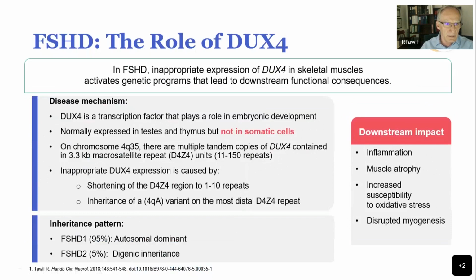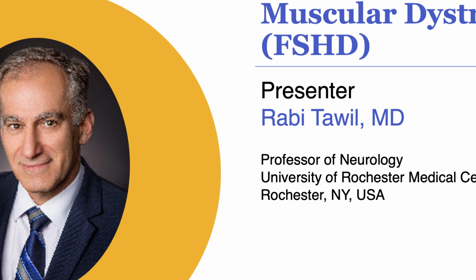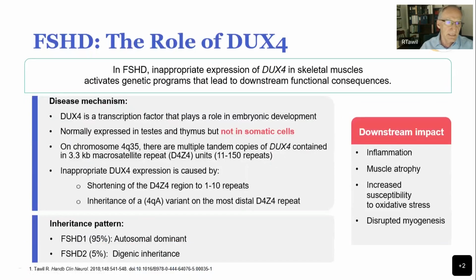So we're going to talk about the role of DUX4 in FSHD. In FSHD, inappropriate expression of the DUX4 gene on chromosome 4q35 in skeletal muscles activates genetic programs that lead to downstream functional consequences. DUX4 is a transcription factor that plays a role in embryonic development. It's normally expressed in testes and thymus, but not in somatic cells. On chromosome 4q35, there are multiple tandem copies of DUX4 contained in 3.3 kilobase macrosatellite repeats called the D4Z4 units. And usually you have between 11 to 150 repeats. This type of structure in the chromosome is usually where you see genes that are not expressed, because they're tightly bound and hypermethylated.